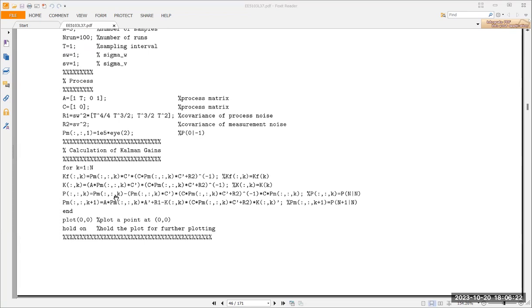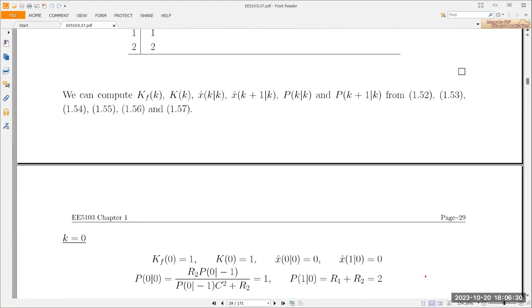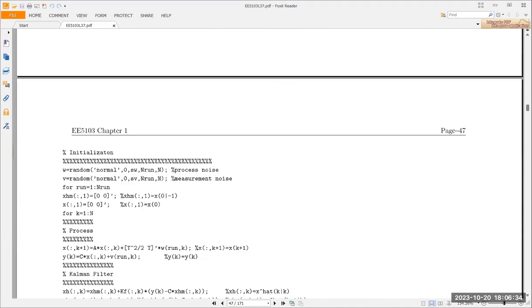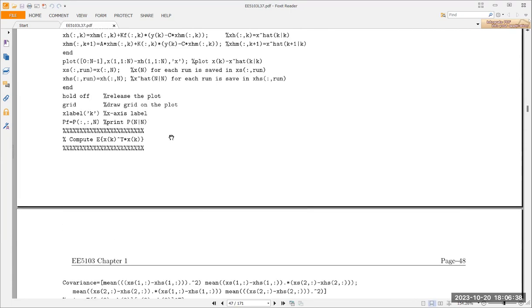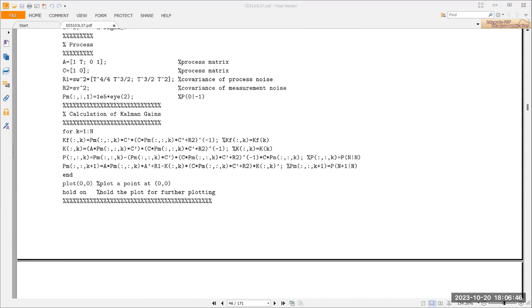Now, the main thing is, you see, calculate the command filter gains. I told you before, this one, KF, K, and then PK and PK plus 1, you can calculate at home. You don't need measurements. Only when you calculate X hat and X hat plus 1, then you need the measurement Y. So that's why if you don't need the measurement, you can calculate at home. If you know all the A and the C, you calculate at home. So that's why this one is to calculate the command filter gain.